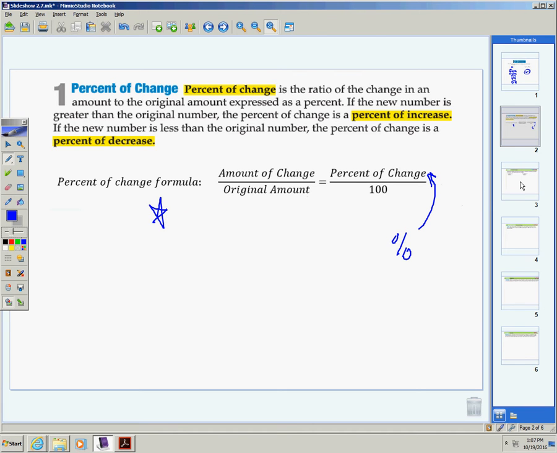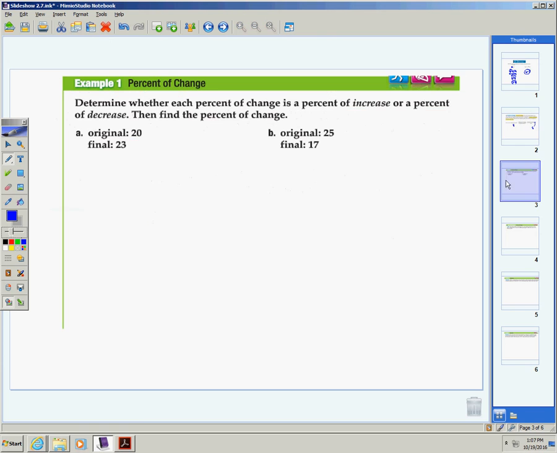If we look at our first example, we want to determine whether it's an increase or decrease and then find the percent of change. In our first problem, we start with 20 and we end with 23. So obviously we know it's going to be an increase, but the first thing I need to know is the amount of the change. I'm going to put that over my original number, and that's going to equal my percent over 100.